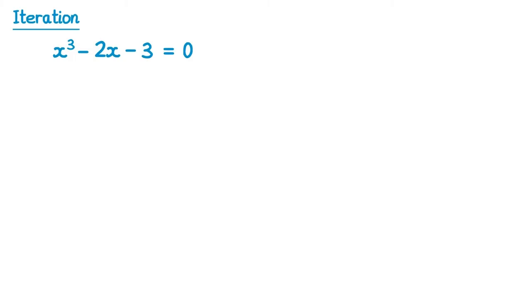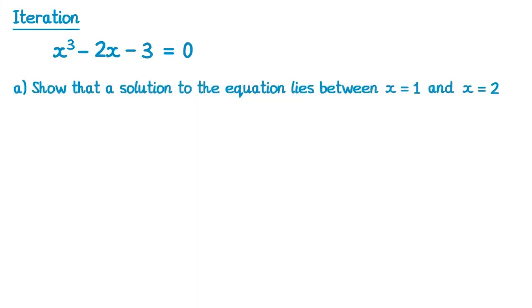A typical start to an iteration question might look something like this. Part A. Show that a solution to the equation lies between x equals 1 and x equals 2. So the question's actually told us that one of the solutions is between 1 and 2. We're asked to show that this is the case though.